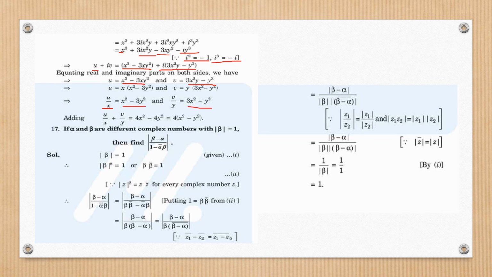Add u upon x plus v upon y. I'll get x square plus 3x square as 4x square, and minus 3y square minus y square as minus 4y square. Take 4 common and it becomes 4 times (x square minus y square).